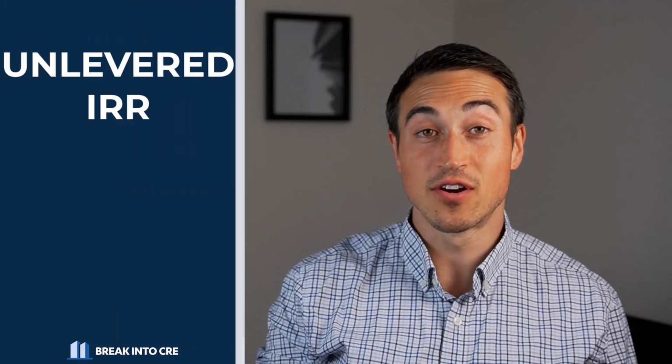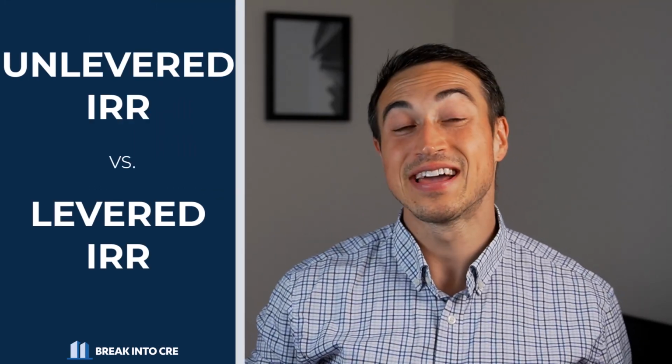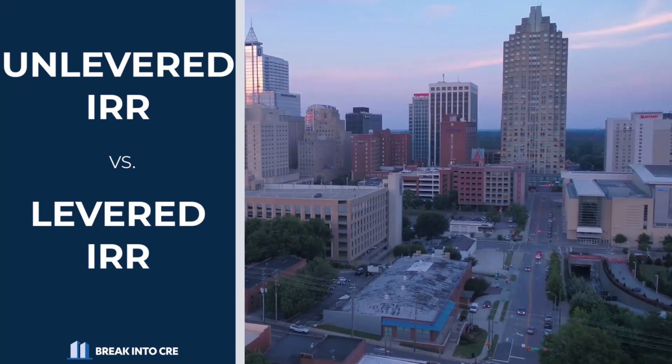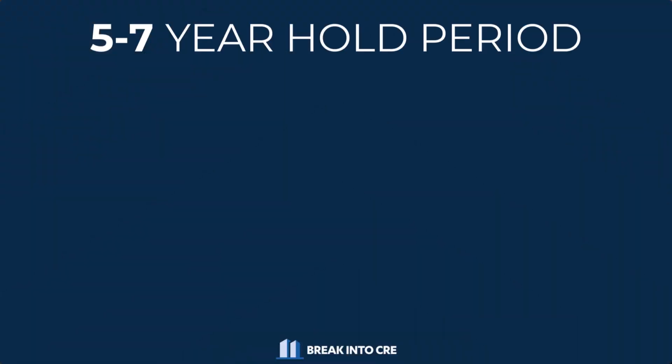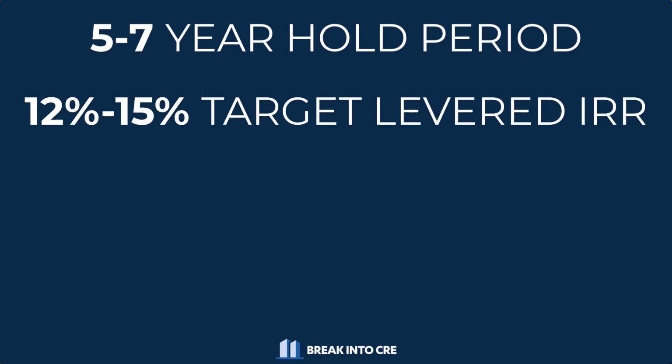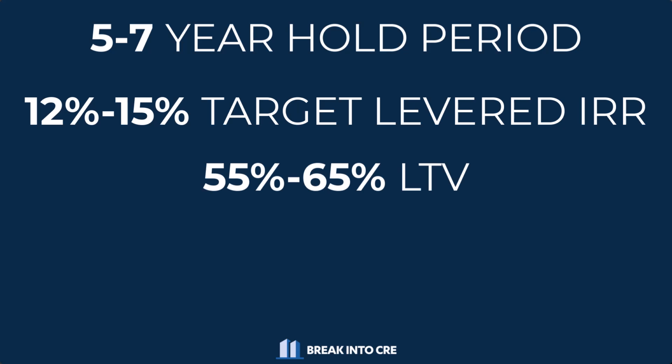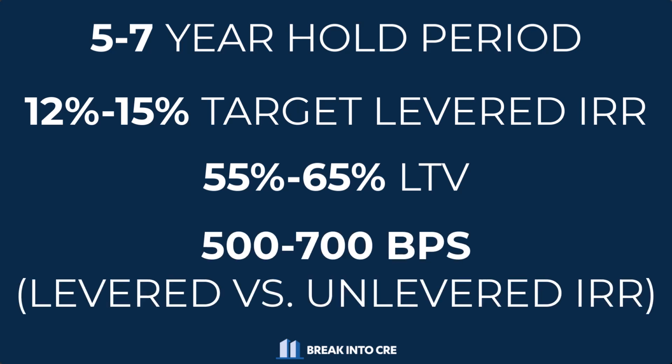and taking a look at the difference between the unlevered and the levered IRR on a deal can provide a lot of context around how much risk is being taken on to achieve a desired return. For a 5 to 7 year hold period on deals being underwritten to a targeted 12 to about 15% levered IRR at a relatively conservative 55 to 65% LTV ratio, the spread between the levered IRR and the unlevered IRR on a deal is usually going to fall somewhere between about 500 and 700 basis points.